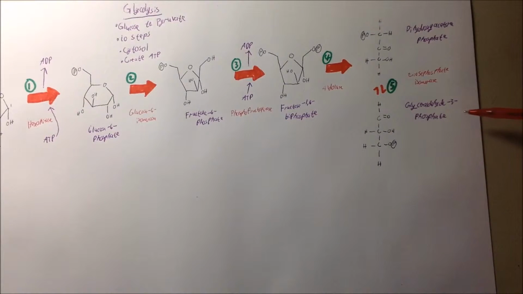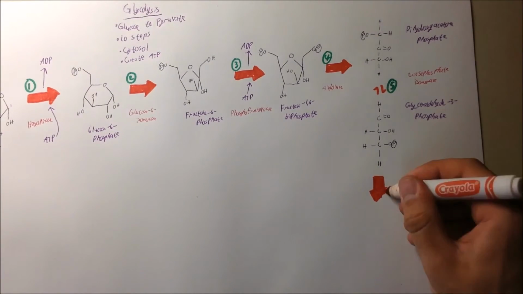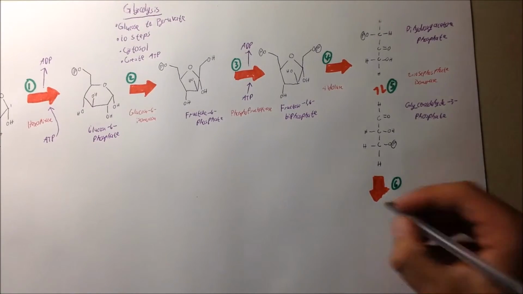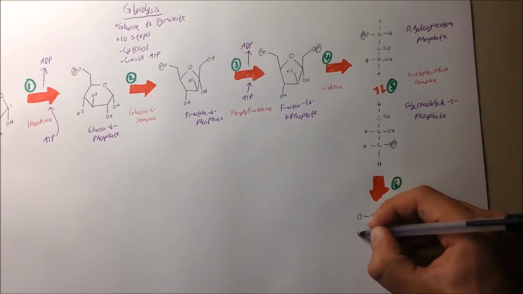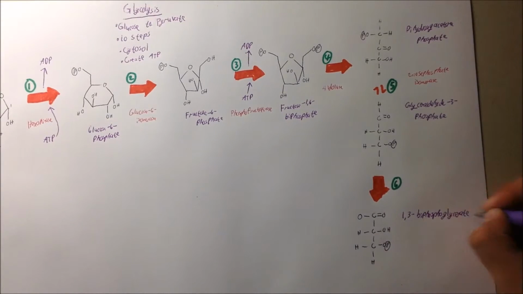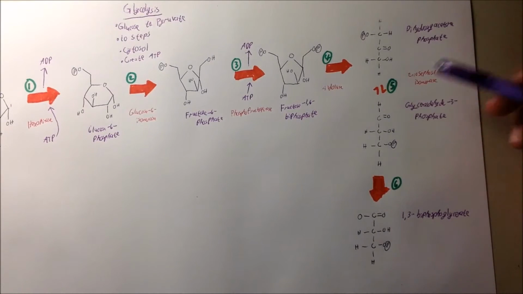Then, once you have the form glyceraldehyde 3-phosphate, you can go to 1,3-biphosphoglycerate. Since you had two molecules here, from this point on, there will always be two molecules rather than one because you have two here. Also, the enzyme that allows glyceraldehyde 3-phosphate to go to 1,3-biphosphoglycerate is glyceraldehyde 3-phosphate dehydrogenase.